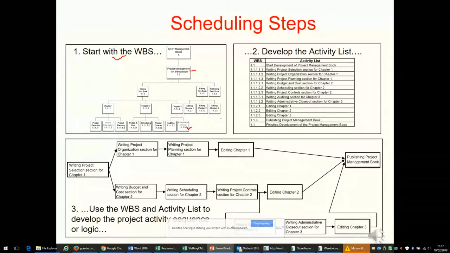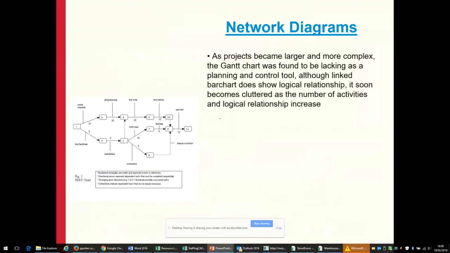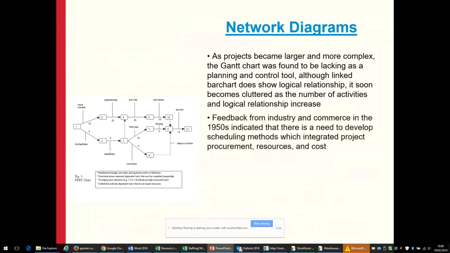And once we know what the key work packages are, we put them into a logical order, and we develop the project activity sequence or logic. So the very first step which we often do is a network diagram, which helps us see the arrangement. So I'm not going to be reading through all of this. It's pretty much self-explanatory.